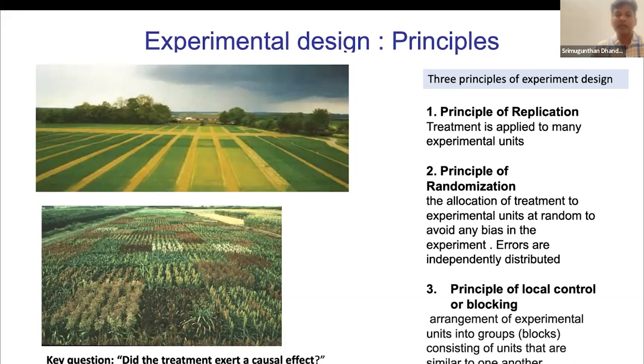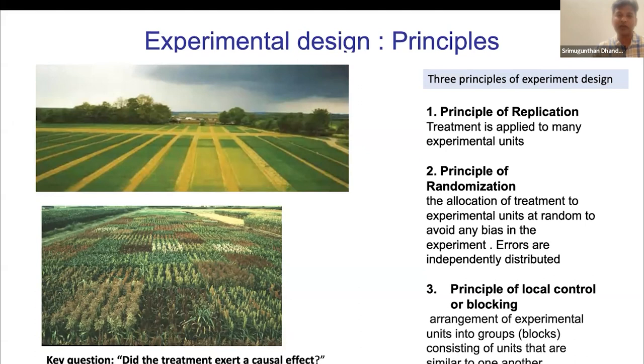What they do is create multiple farm plots, and on these plots, they randomly pick a few for application of the nitrogen fertilizer, and on a few plots they don't apply it. In this case, the external factor, the soil fertility, has its effect randomly distributed across the plots; the errors are independently distributed. So whichever effect it might have had would have been minimized. This is the principle of randomization.